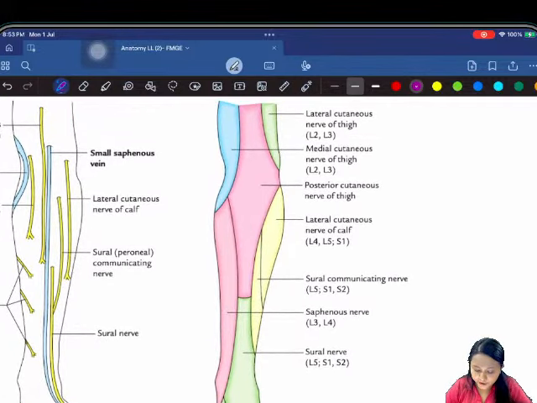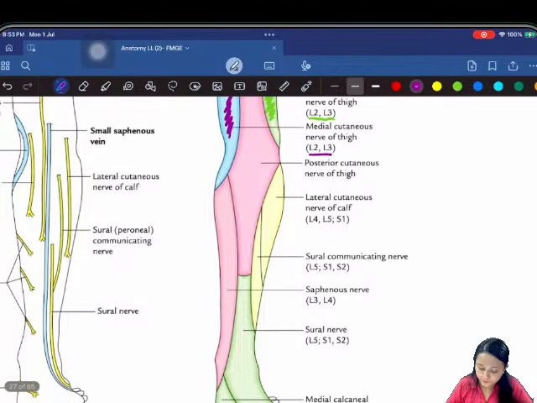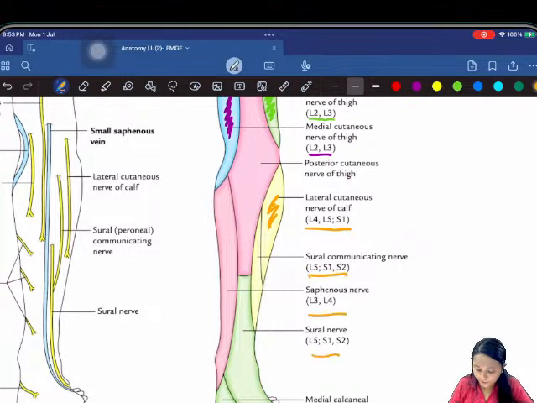On the upper half of the thigh, on the lateral aspect, you have the lateral cutaneous nerve of thigh, that is L2, L3. On the medial aspect, you have the medial cutaneous nerve of thigh, again L2, L3, and then the posterior cutaneous nerve of thigh. On the leg, you can see L4, L5, and S1. Now, how is this division? That is important. This side is saphenous and this side is sural.